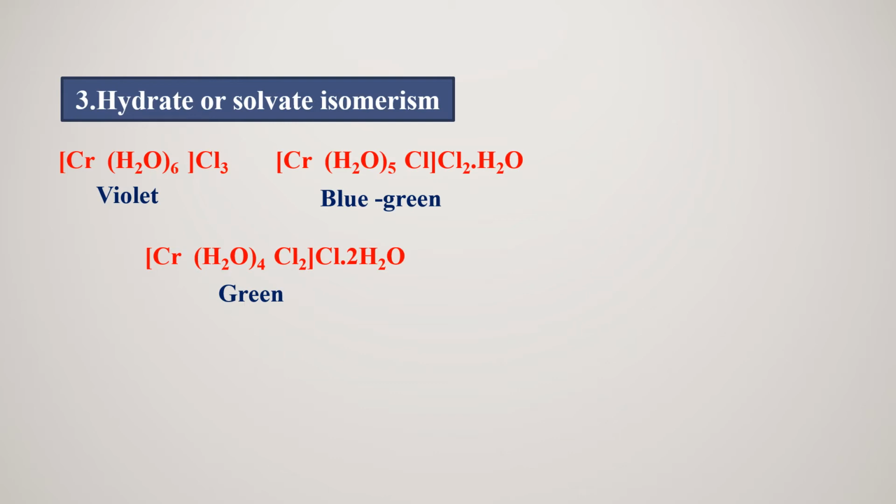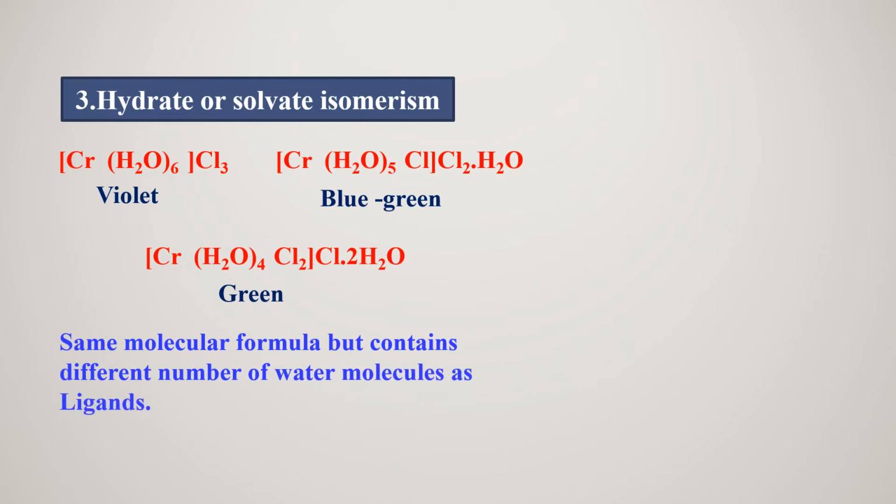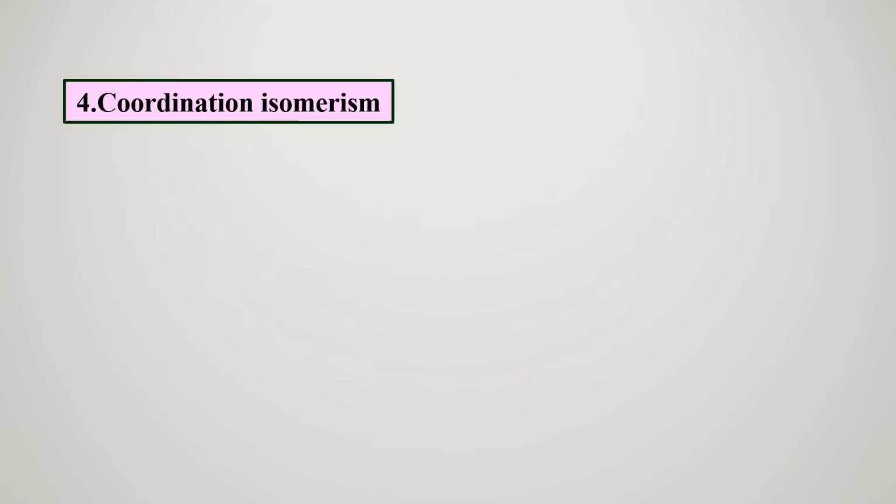Now you see the difference in the cases. They differ only in the water molecule, that is the solvent molecule. So what can we define? Same molecular formula but containing different numbers of water molecules as ligands. That is nothing but hydrate or solvate isomers. Inside the sphere, 6 water ligands are there in the first, 5 in the second, and 4 in the third.